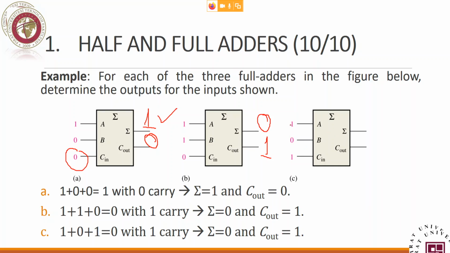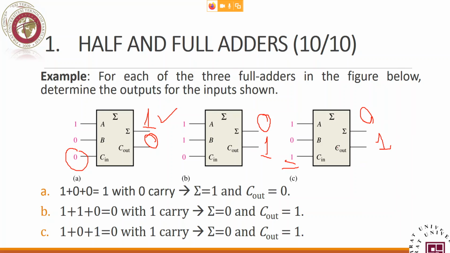Okay, the same goes here. 1 plus 0, that's 1 plus 1. Why? Because we have carry in. We have to add it. Plus 1, that is 0 with 1 carried. So 0 with 1 carried.